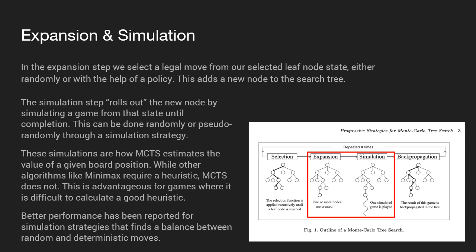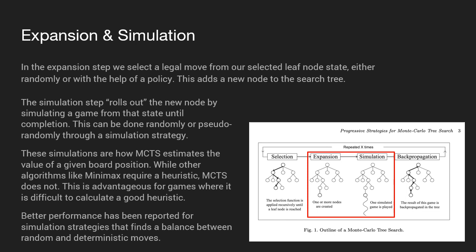Eventually we get to a terminal state and there's a value based on whether we win or lose. With the tic-tac-toe example, I think it was 1 if X won, 0 if we tied, negative 1 if O won. So then that is what we'd initialize that new node's value as. And these simulations are how Monte Carlo Tree Search chooses to address this. Other algorithms like Minimax might use a heuristic to estimate the value from a given board state, but for some games, it's difficult to calculate a good heuristic.